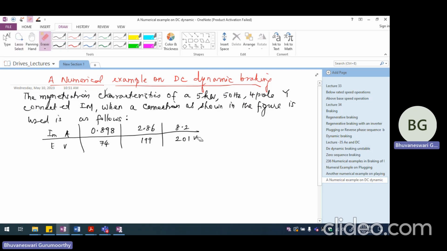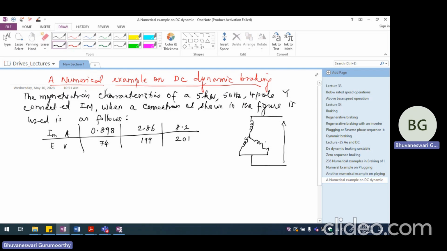The connection diagram I need to draw. So the connection diagram is somewhat like this. One phase is here. The other two phases are connected together like this. And then the magnetizing current is passed through the induction motor and the voltage is measured here. So this is the voltage. The magnetization characteristics is generally obtained by running the machine at a particular speed or rated speed and pushing a magnetizing current through the windings.